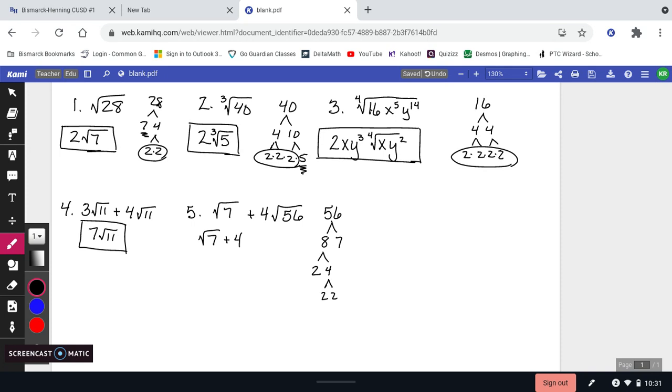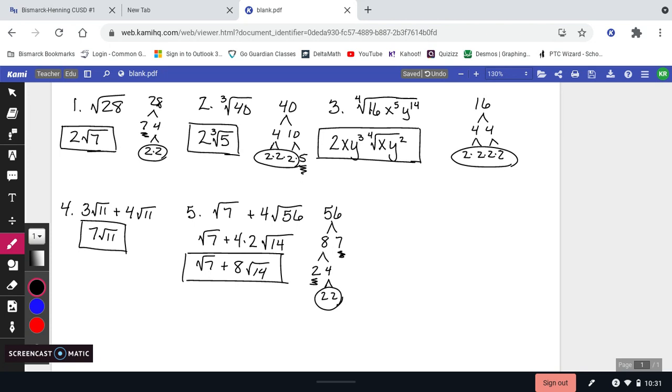Okay, so square root of 7 plus 4. So this is a square root. So I can take 2 2's. So those 2's are going to come out, but what's left over is a 2 and a 7. So that's going to give me 14. So root 7 plus 8 root 14. So we were able to simplify a little bit, but our radicals still didn't match. So this is as far as I can go with this one.